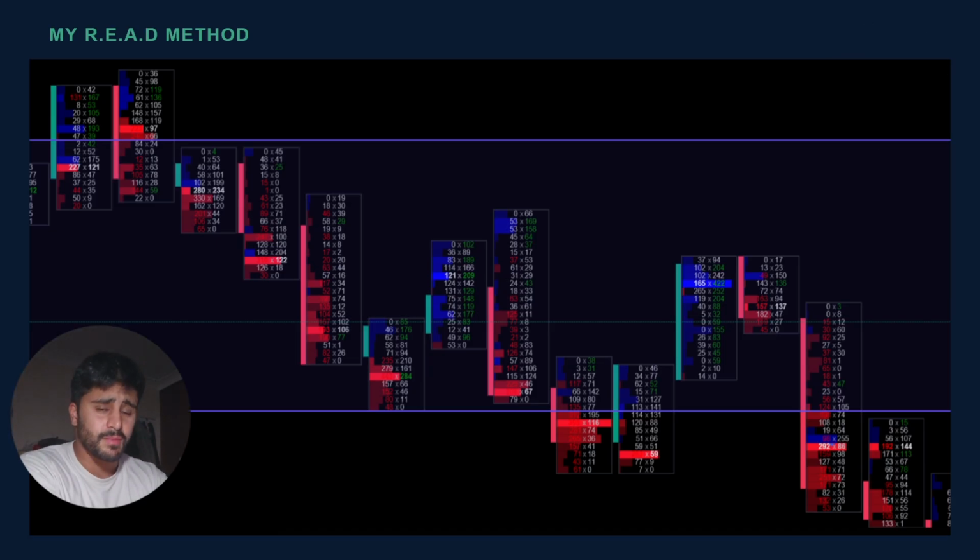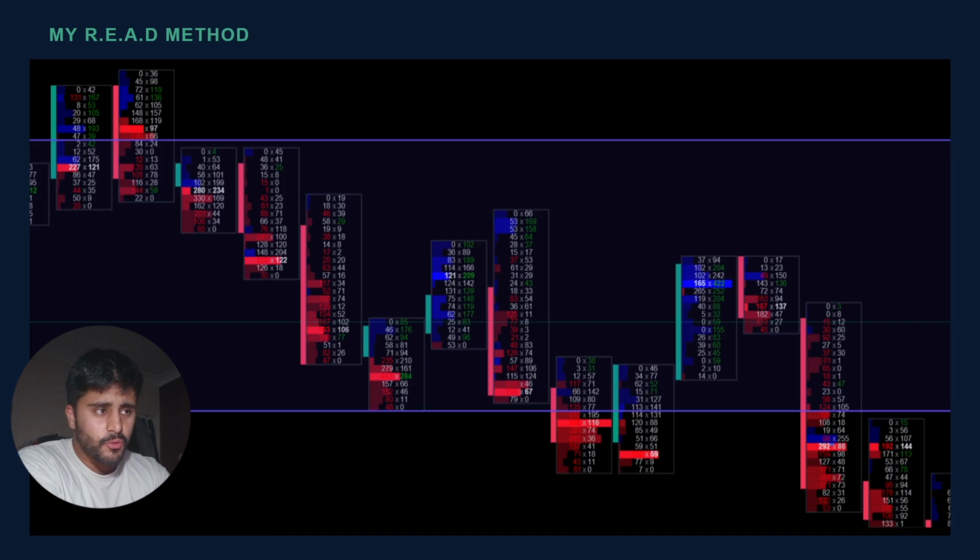So this is the R.E.A.D method. So in other words, I get lots of questions about how do I read footprint charts? How can I interpret footprint charts, right? It's confusing, it's noisy, I'm not sure where to start. Give me about 5 minutes, just watch this entire video till the end and you'll have a clear and accurate understanding of how to do this.